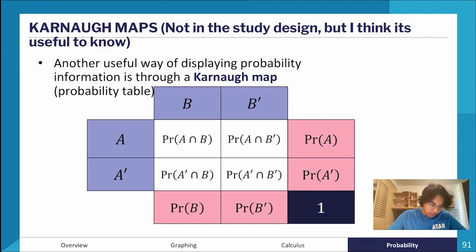If you have A and B, then their intersection is given in this box, and then the intersection of A and not B is given in this box, and so on. These two will always sum up to the total probability of B. These two will sum up to the complement of B. These two will sum up to the probability of A. These two sum up to the probability of not A. And all of this sums up to equal 1. So hopefully that makes sense.